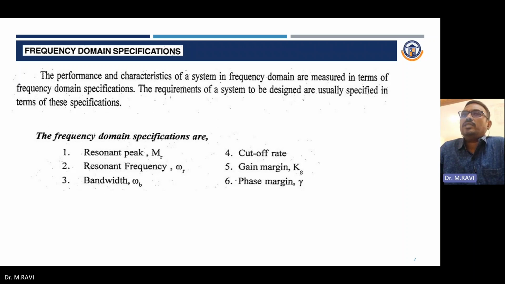Frequency domain specification. The performance characteristics of a system in the frequency domain are measured in terms of frequency domain specifications. The requirements of the system to be designed are usually specified in terms of these specifications. The frequency domain specifications are resonant peak Mr, resonant frequency ωr, bandwidth ωb, cutoff rate, gain margin Kg, and the phase margin gamma.